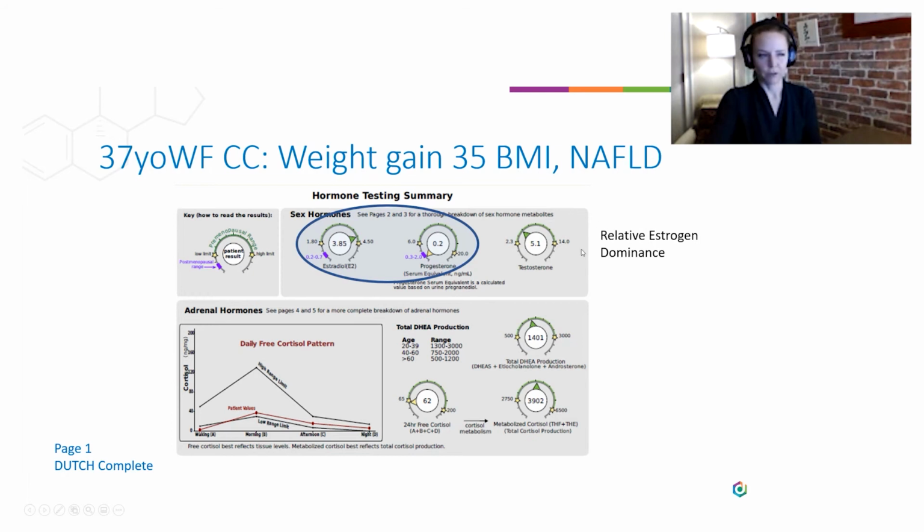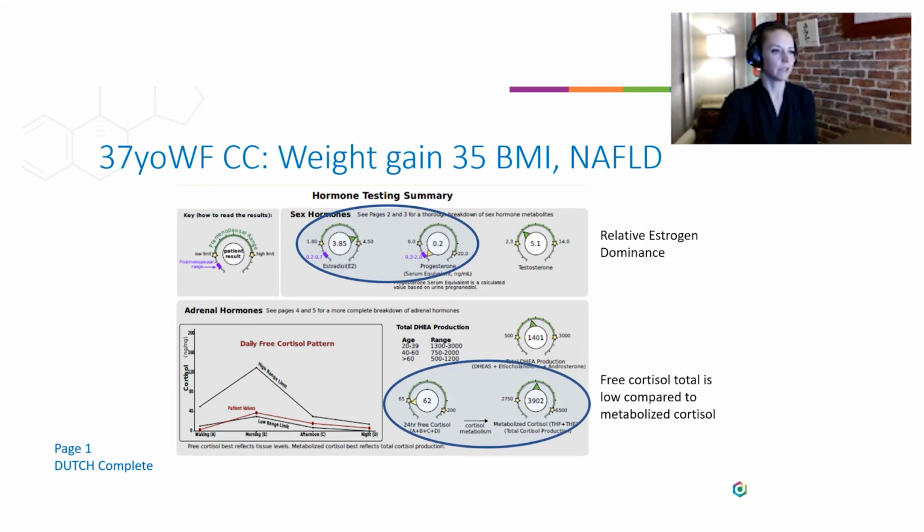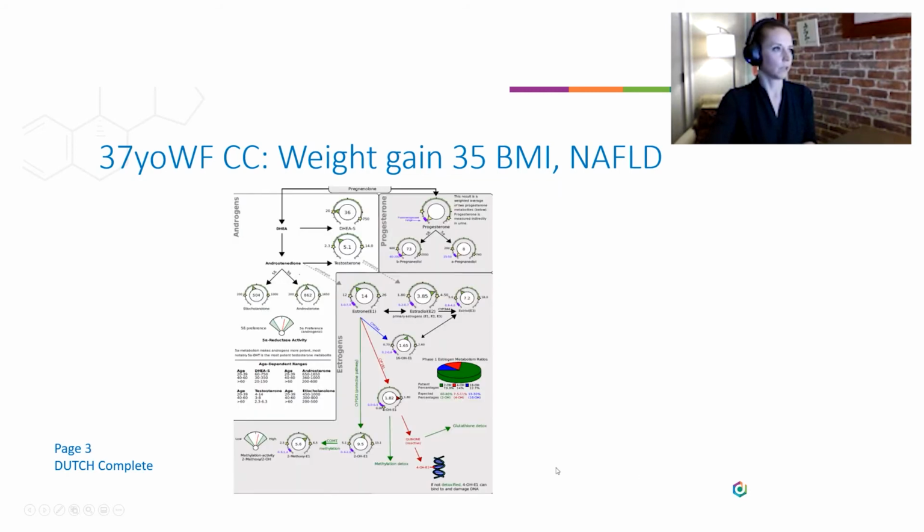Testosterone looks much more normal than the last patient, and the DHEA also looks pretty normal for age, right? If anything, kind of on the lower end of range. But she still has this free cortisol total being a lot lower compared to the metabolized cortisol. You can see those gauges starting to point away from each other, and that flattened cortisol pattern that we appreciated with the last patient. So there are some little signs that we see that are consistent across both.